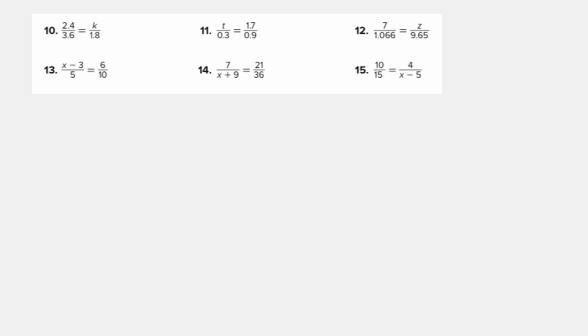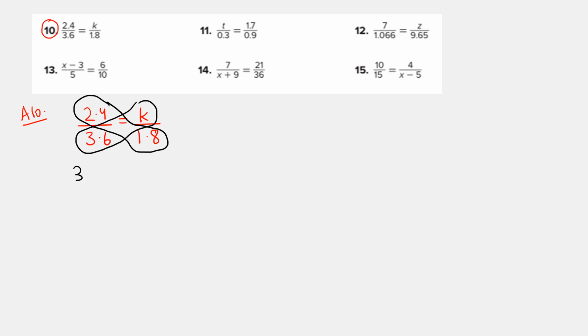Let's solve some decimal questions. The method is going to be the same, that is cross multiplication. For question number 10, 2.4 divided by 3.6 is equal to k divided by 1.8. We are going to do the cross multiplication just like you know from the last question. So 3.6 will be multiplied with k is equal to 2.4 multiplied with 1.8. Now you divide both sides by 3.6.